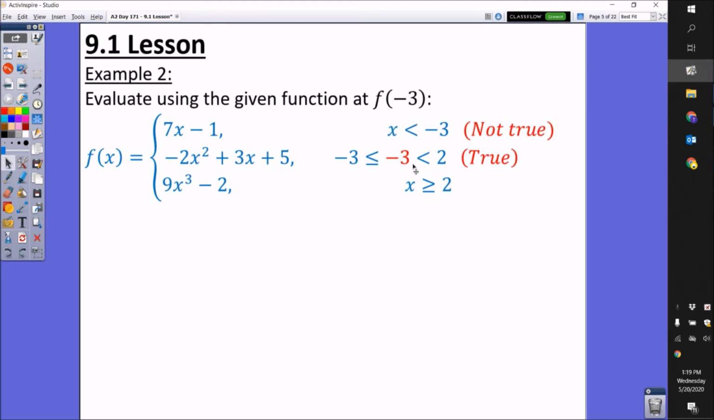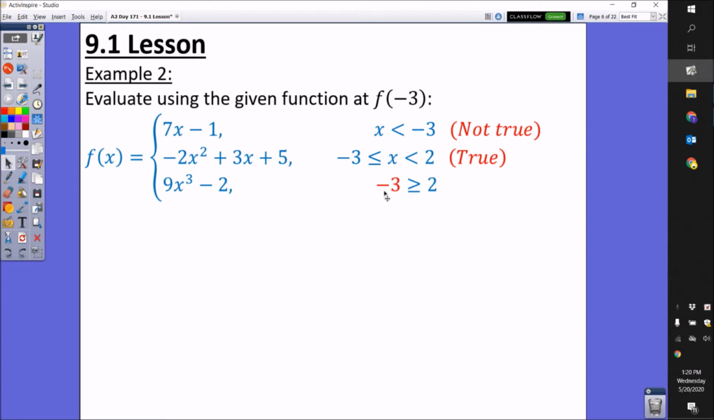Now I want to double check the last equation to see if we have to use it or count it out. So I'm going to plug negative 3 into the x of the corresponding condition for equation 3. Here it says negative 3 greater than or equal to 2. It's saying that a negative number is greater than a positive number, and we know that's not true according to the number line. Negative numbers are less than positive numbers. So we're going to determine that the last condition is not true.